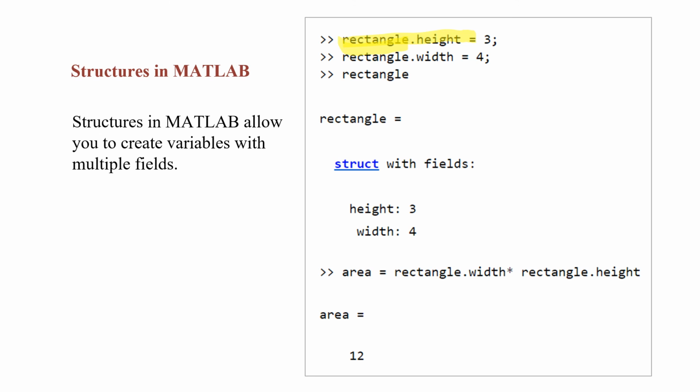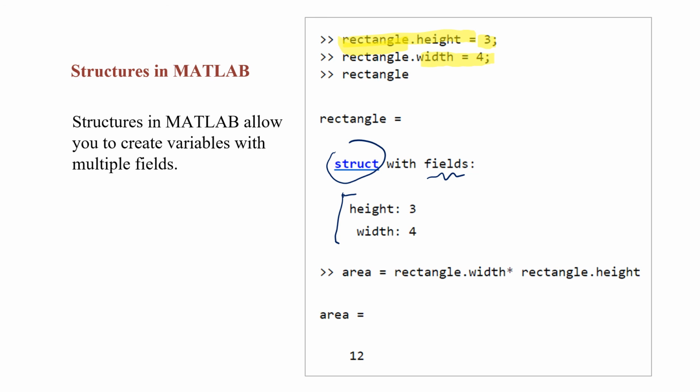And I specified that the height is equal to 3 and the width field of the rectangle is equal to 4. So when I call rectangle to look at what it looks like, MATLAB outputted for me the fact that the rectangle is a struct and it has these fields. The height is equal to 3 and the width is equal to 4.